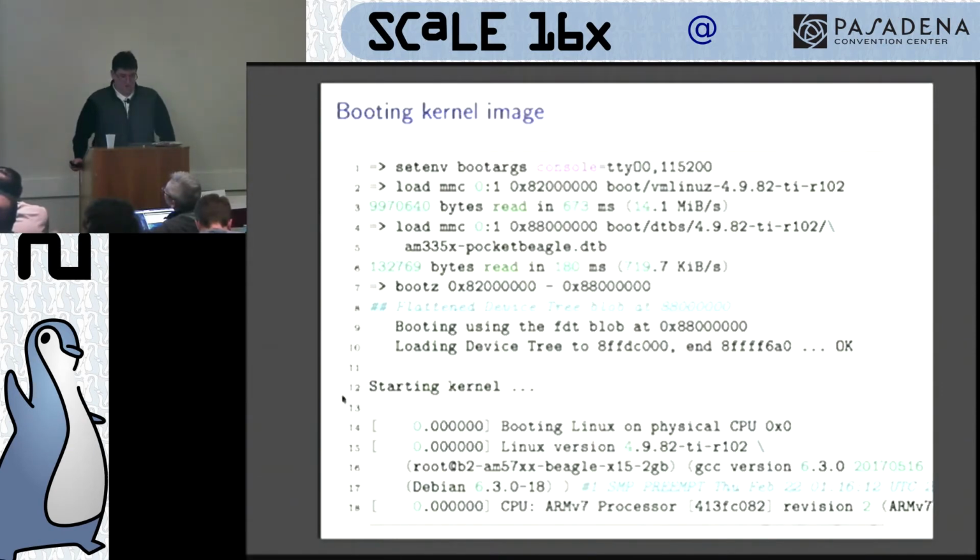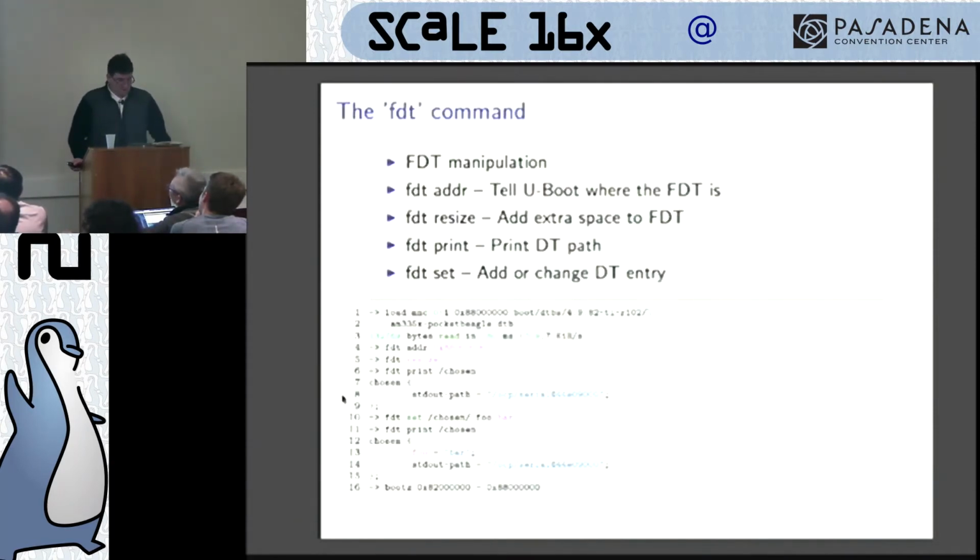And here's an example of booting the kernel. So first of all, we need to set some bootargs because otherwise the kernel would not know where to send the serial output. Then we just load the vmlinux, we load the device tree, and then use bootz somewhere around here to start the kernel with the device tree address, and then the kernel starts booting. So it's that easy to boot a kernel on the Beagle.